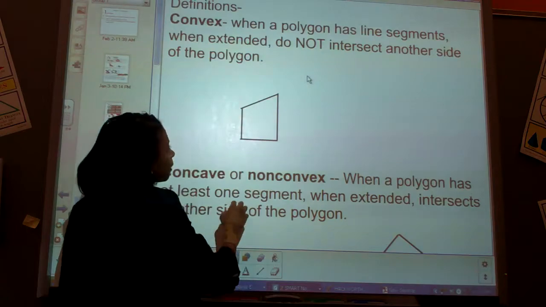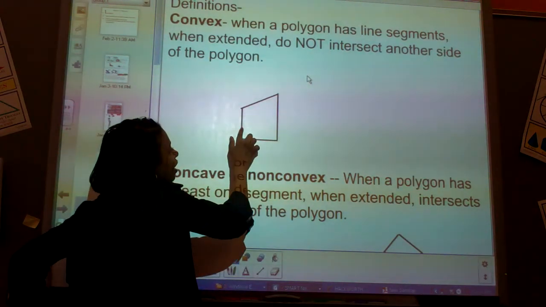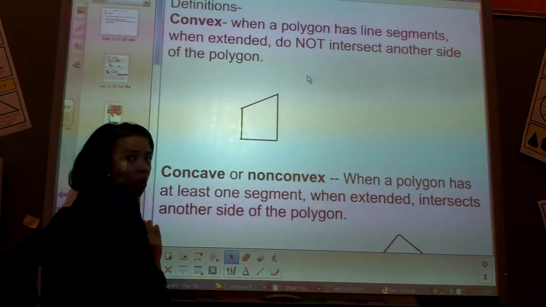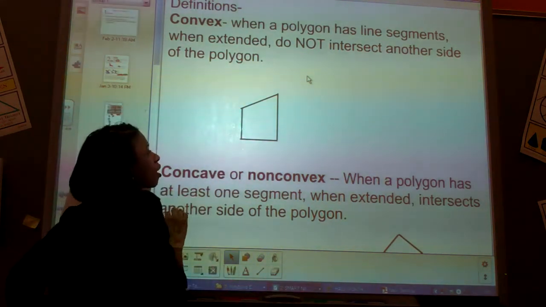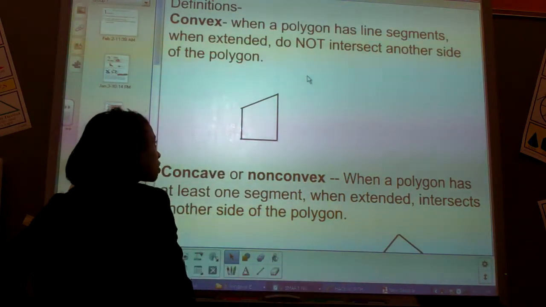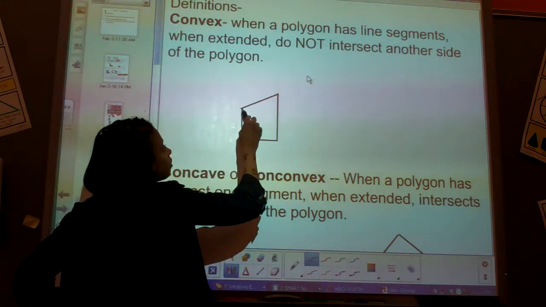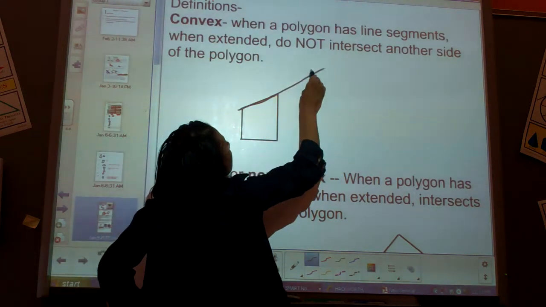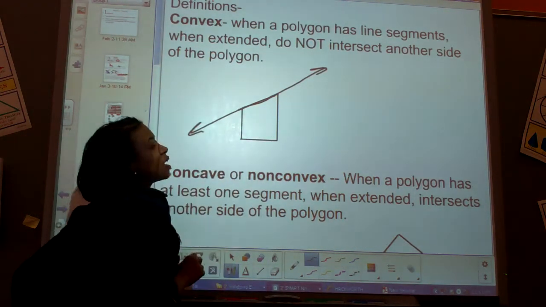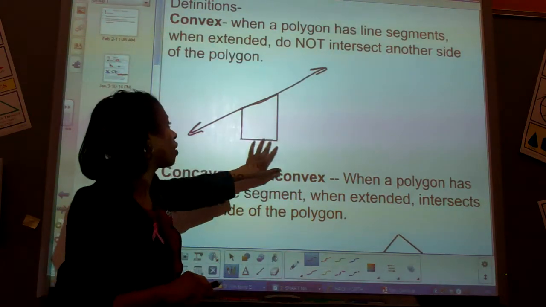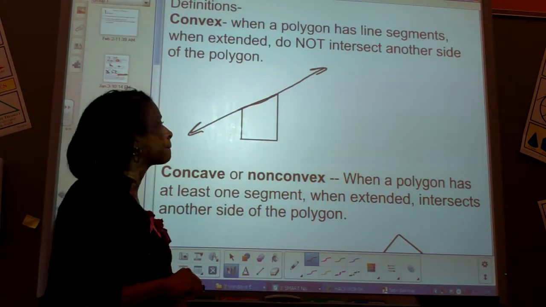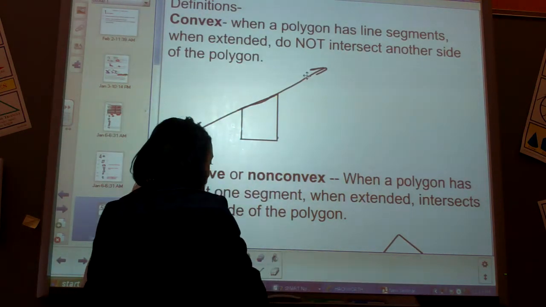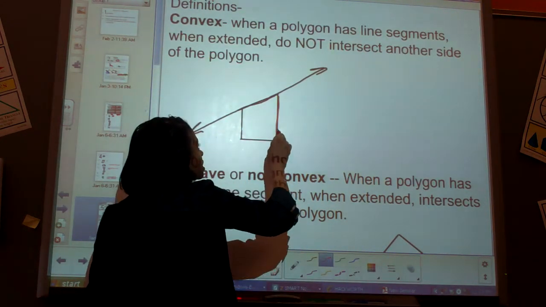So, for example, this quadrilateral, remember, 4-sided, 1, 2, 3, 4 sides is called a quadrilateral. This 4-sided quadrilateral, if I were to extend the sides, so I see this segment here, if I were to extend it out, does it run into another side that's on this particular polygon? That one does not.